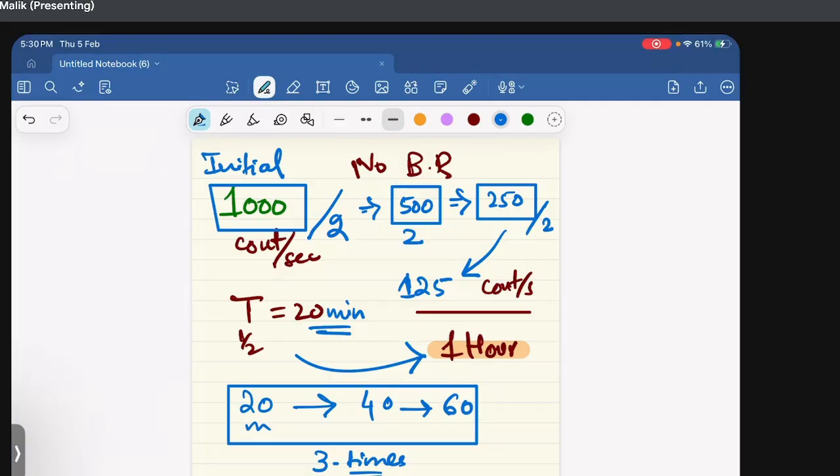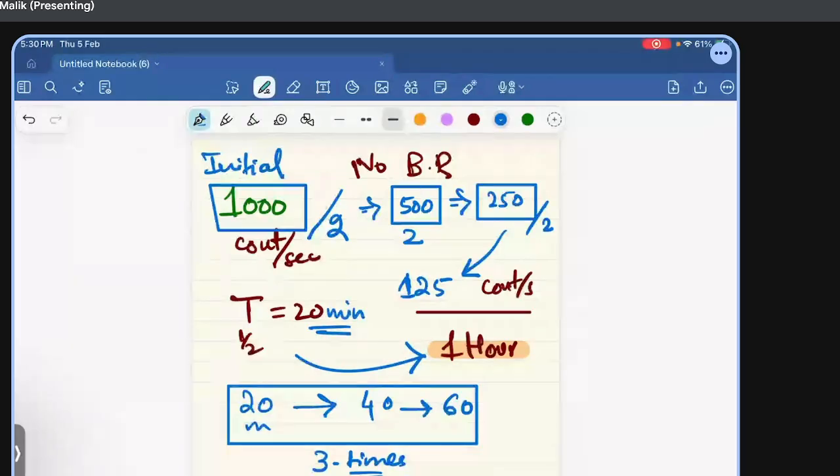Sir, because 1 hour contains 3 sessions of 20 minutes, okay? 3 half lives. How many half lives? 3 half lives. Each half life consists of 20 minutes. So right after 20 minutes, half of 1000 is 500. Then 20 minutes, half of 500 is 250. Then further 20 minutes, you will get 125.